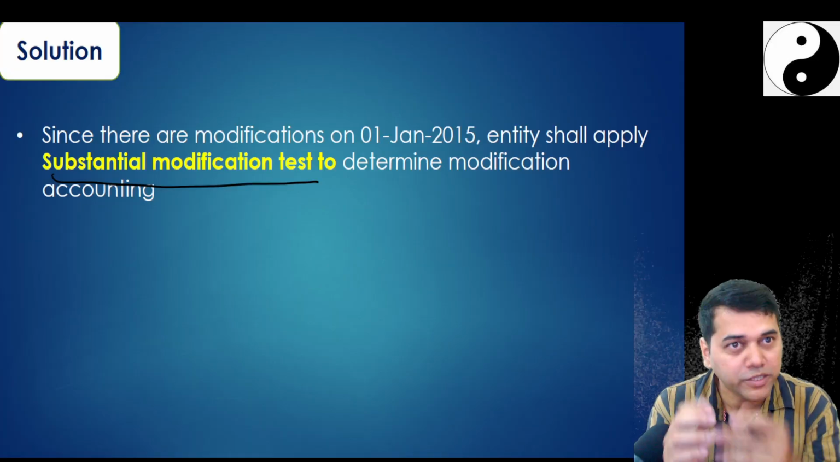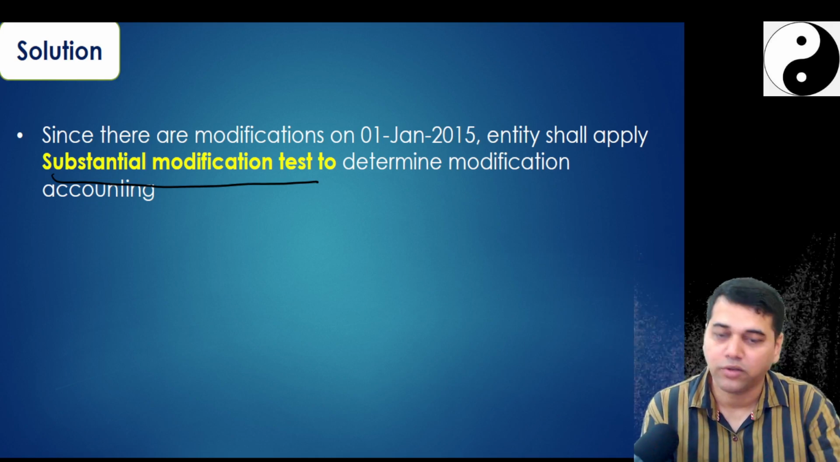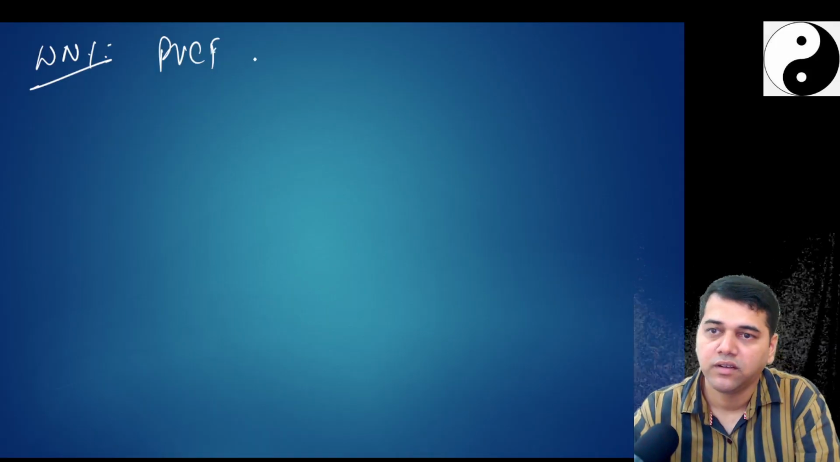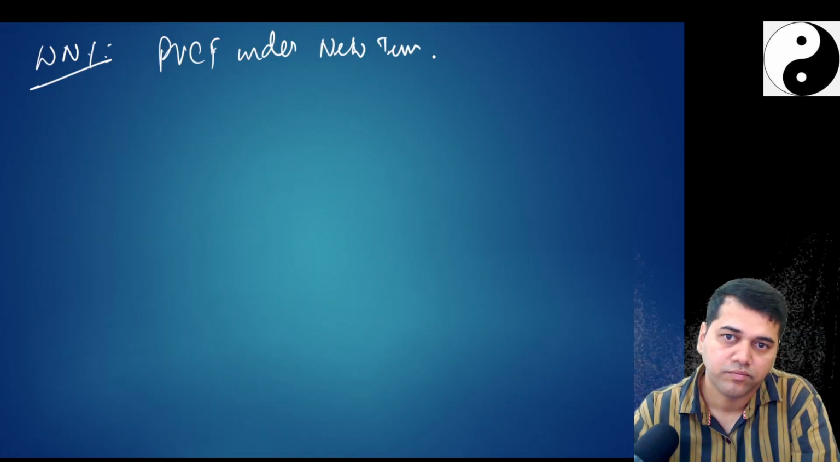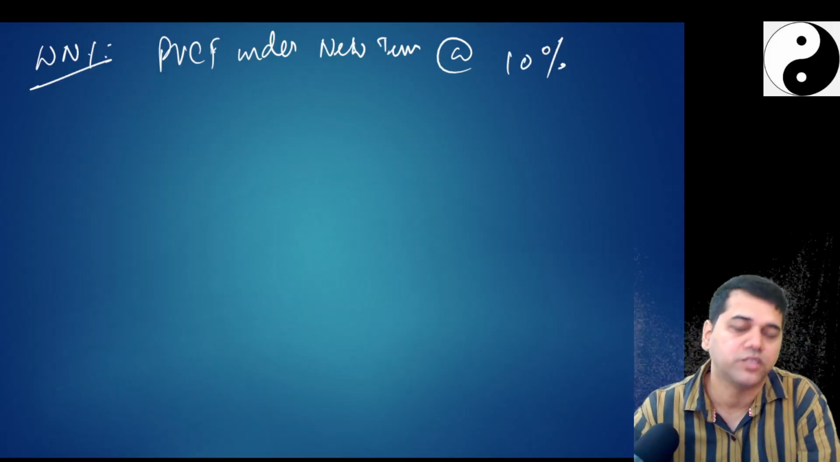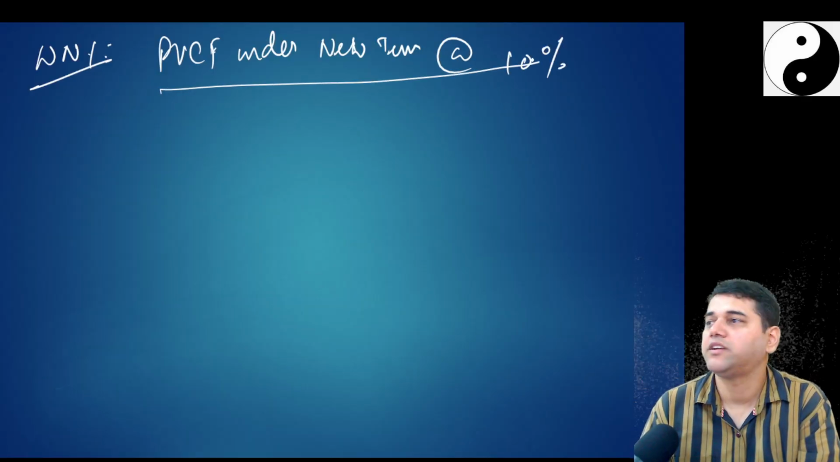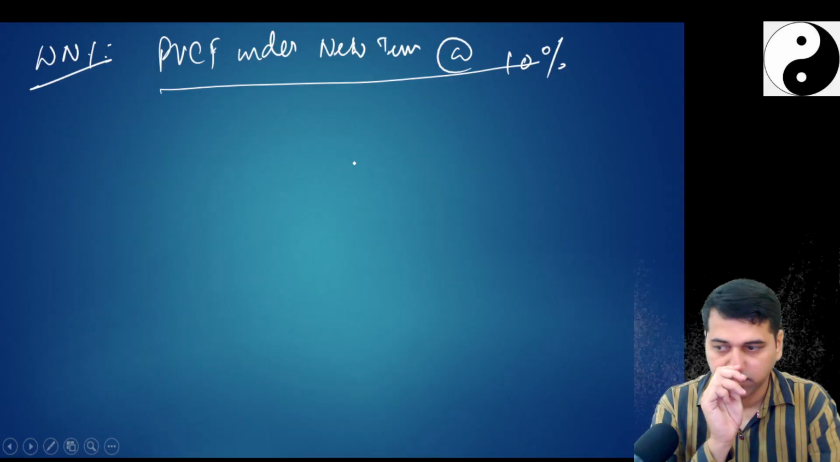In the prepayment option, we have done that. We calculated the future values and present values. Okay. So step 1, working note number 1, to perform the substantial test: PVCF under new terms at 10%, which is the original EIR. Present value of the cash flows under new terms at the original EIR.